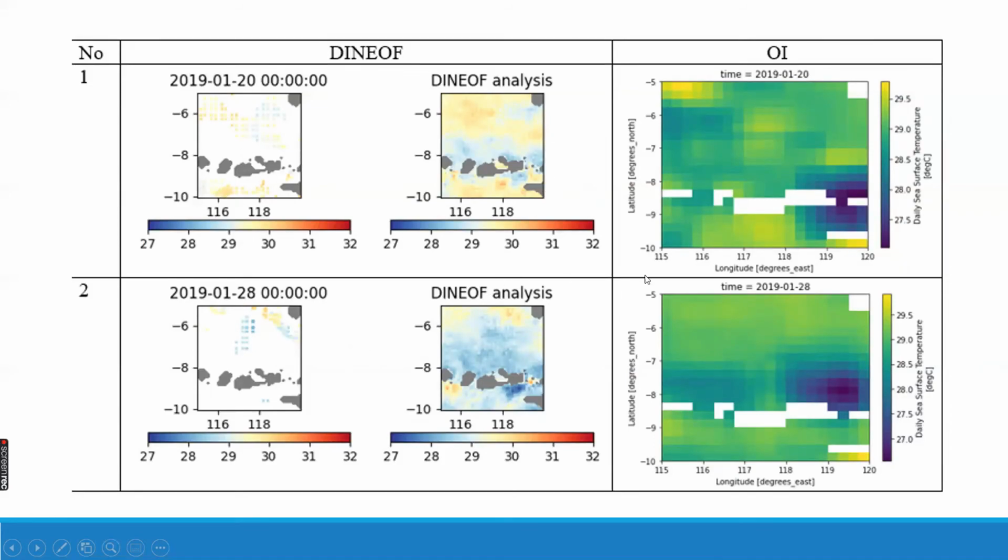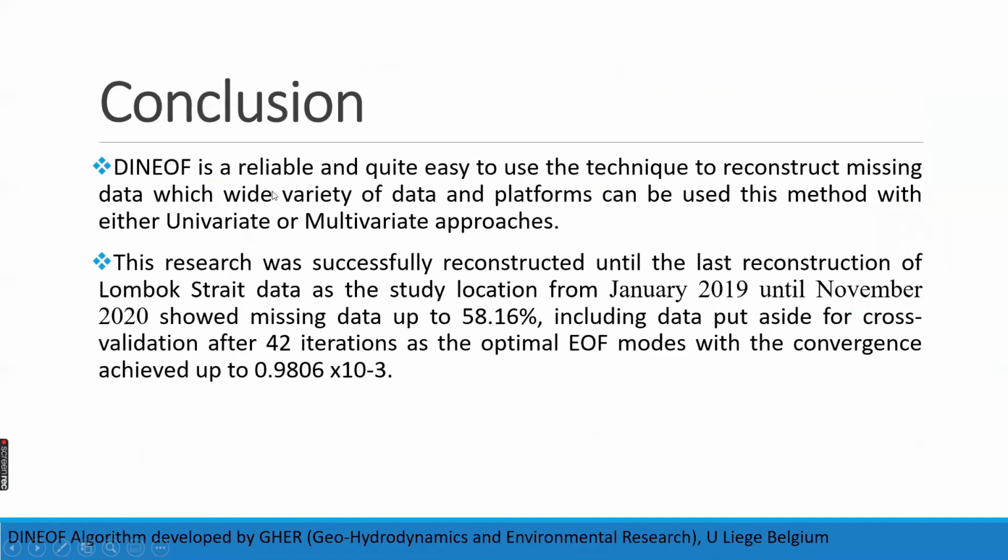So therefore, we conclude that DINEOF is a reliable and quite easy technique to reconstruct missing data, with a wide variety of uses for either univariate or multivariate approaches. This research successfully reconstructed the data for the Lombok Strait as a study location from January 2019 until November 2020. This reconstruction also showed missing data of up to 58.16%, including data put aside for the cross validations, after 42 iterations, with convergence achieved up to 0.98.